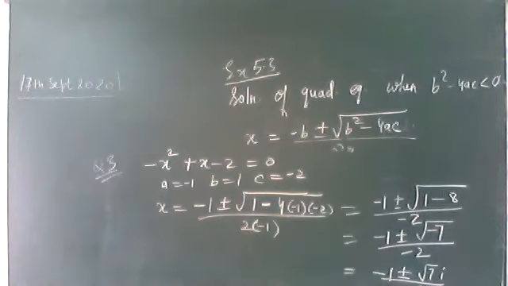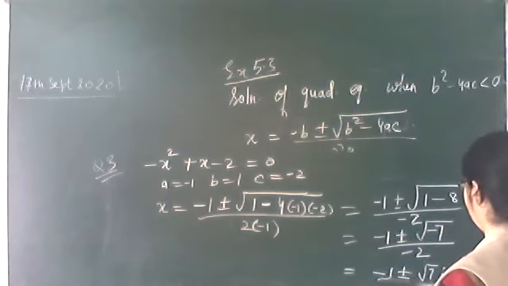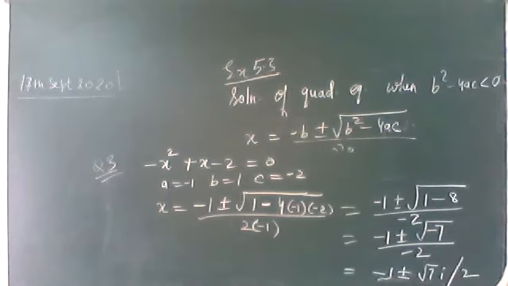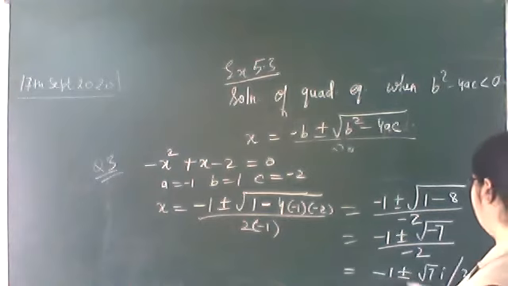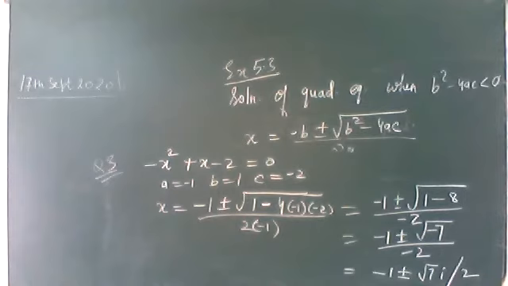Minus 1 plus minus root 7 iota, divided by 2. Clear? Whole divided by 2 it is. Clear? This whole divided by 2. Clear? Then come to question number 4.